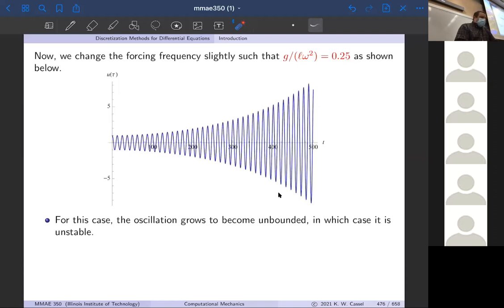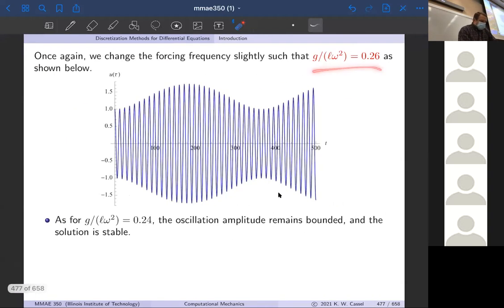Let's try 0.26 just to see what happens. So 0.24 stable, 0.25 unstable, 0.26, and you'll see it looks very similar to what we had before. It has this bounded oscillation with the beating kind of effect, modulation. So once again, that is stable. So 0.24 is stable, 0.26 is stable, 0.25 is unstable.